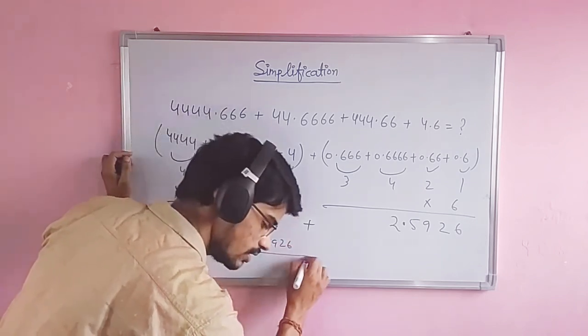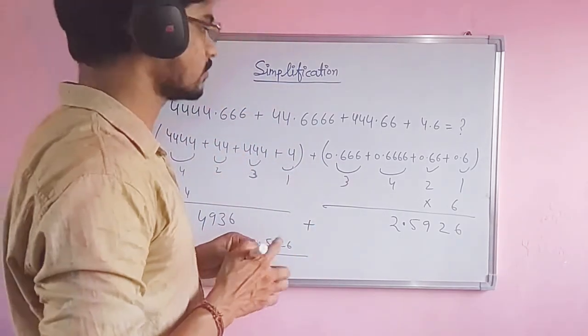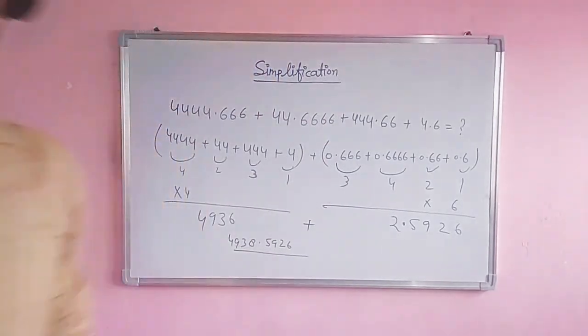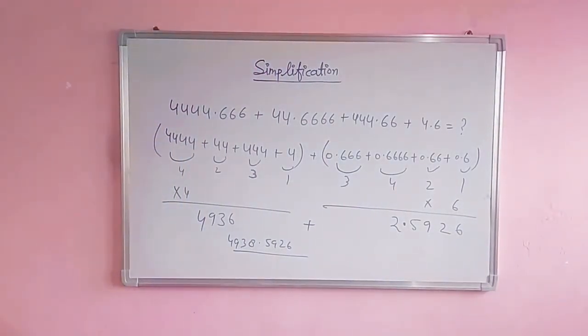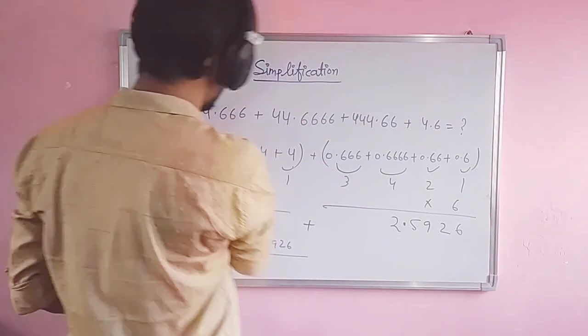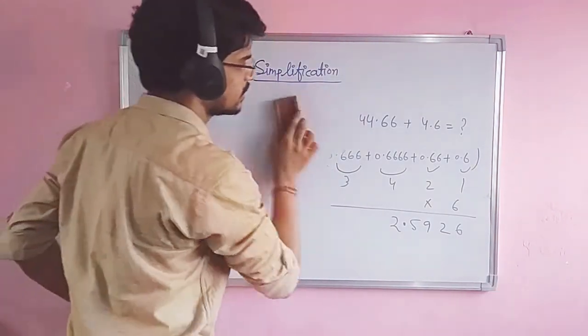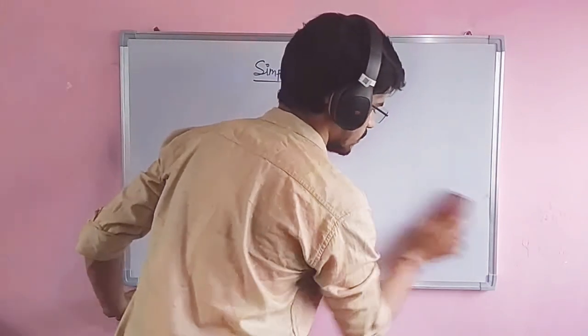4936 plus 3838.5926, done in a few seconds. Now move to the next topic. The next topic of simplification is fractions.